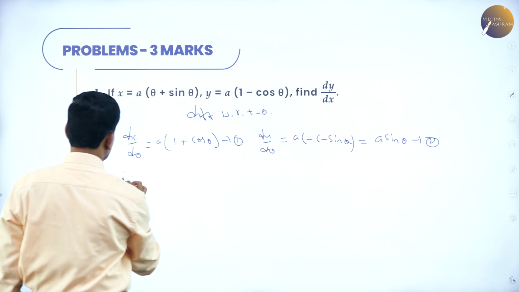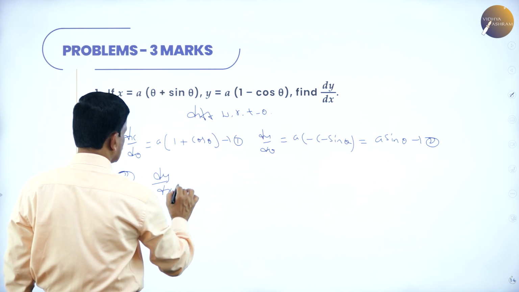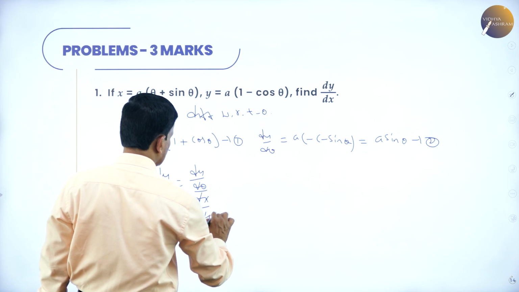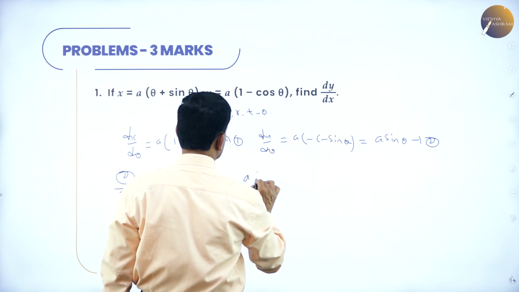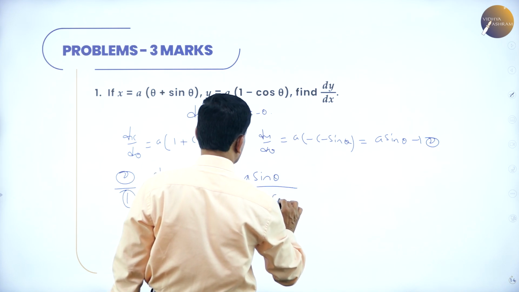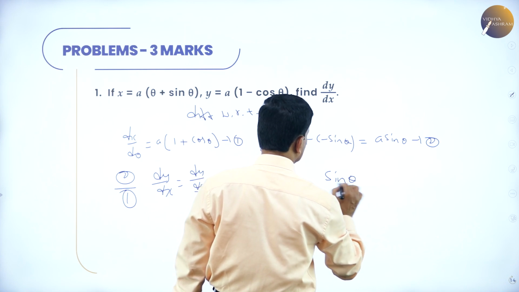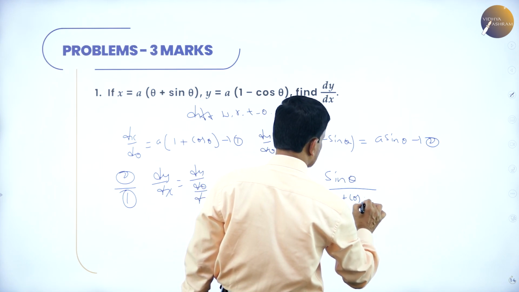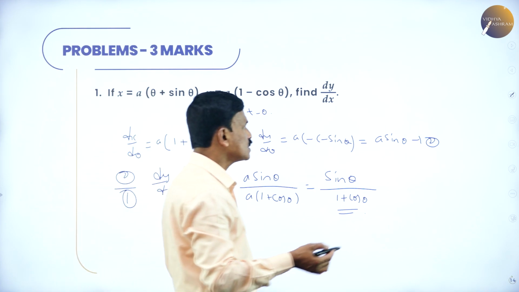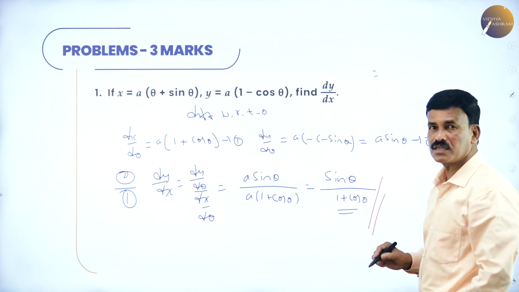Now, 2 by 1 gives dy by dx is equal to dy by d theta divided by dx by d theta. dy by d theta is a sin theta divided by a into 1 plus cos theta. So, this is equal to, a gets cancelled, sin theta divided by 1 plus cos theta. That's all. So, you can stop here itself, or further if you want, use the half angle formula.